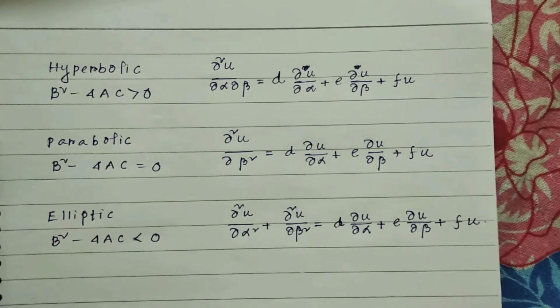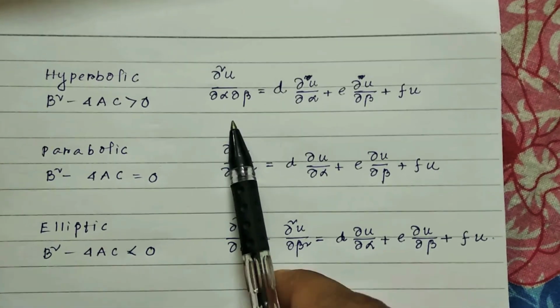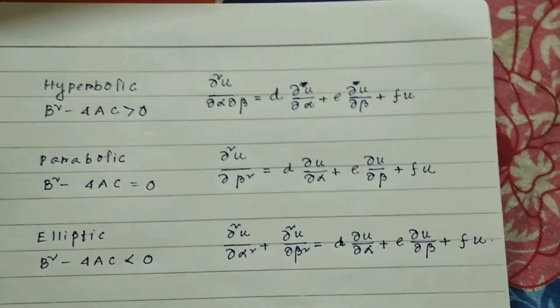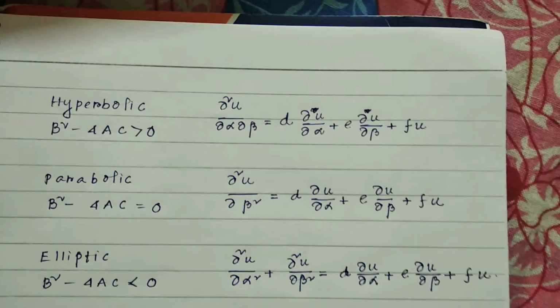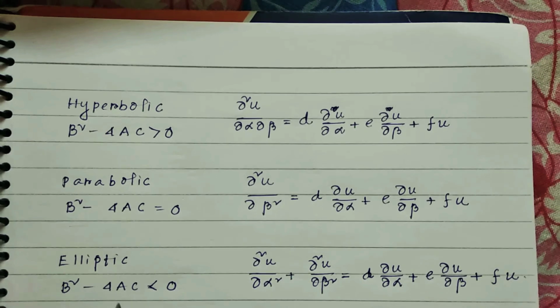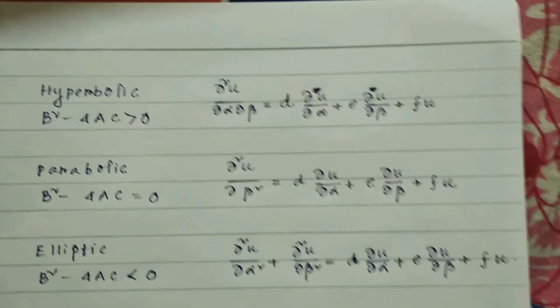So if we make a table of these three forms of hyperbolic, parabolic and elliptic equations, this is the particular table. This is the standard form. You must remember all three forms, because you have to ultimately reduce any given equation to this form only, and this is considered the canonical form. And these are the corresponding conditions of hyperbolic, parabolic and elliptic.